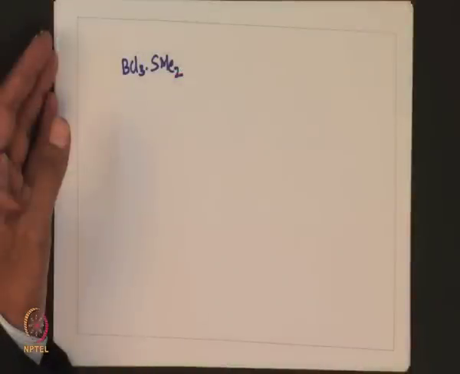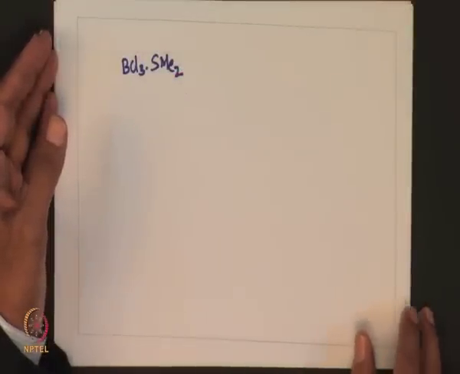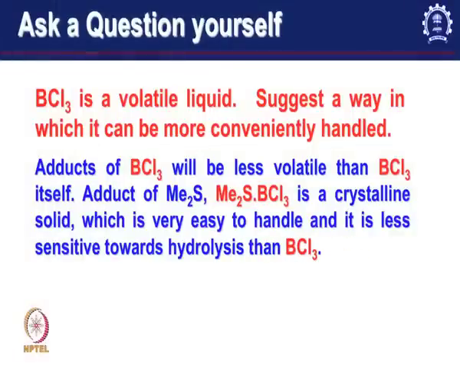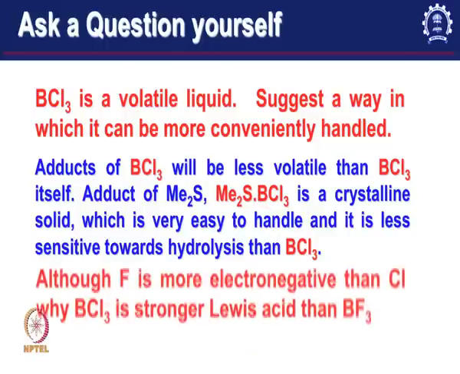So, I have given you here the answer. Adducts of BCl3 will be less volatile than BCl3 itself. The adduct of dimethyl sulfide, that is Me2S·BCl3, is a crystalline solid which is very easy to handle, and it is less sensitive towards hydrolysis than BCl3. Let us look into another question.